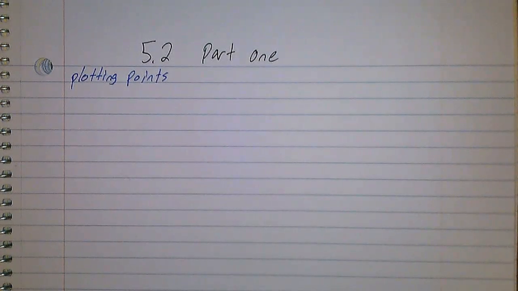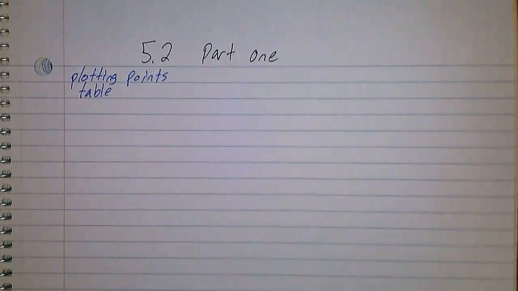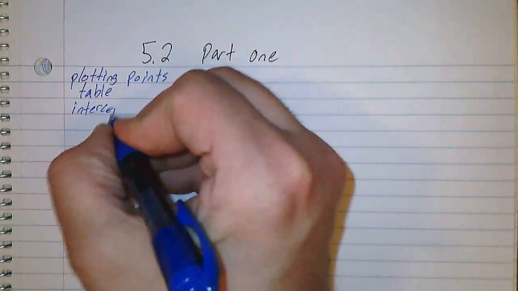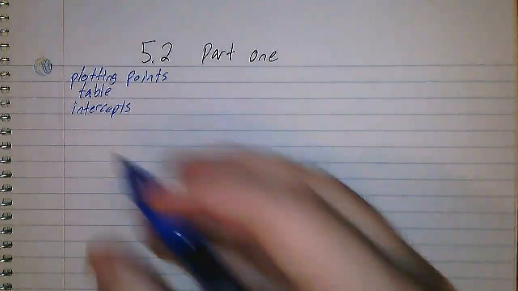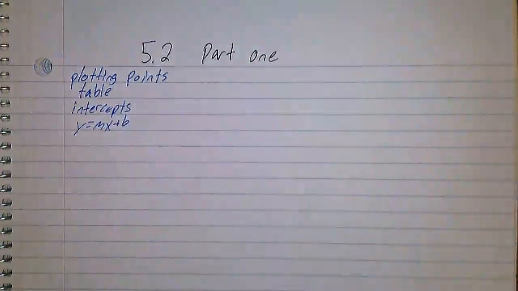And then I like to think about it as 3 ways in which we can graph a line. The first way we can graph is by creating a table. We can also graph by using the intercepts. And then we can use slope-intercept form, which you may remember as y equals mx plus b.